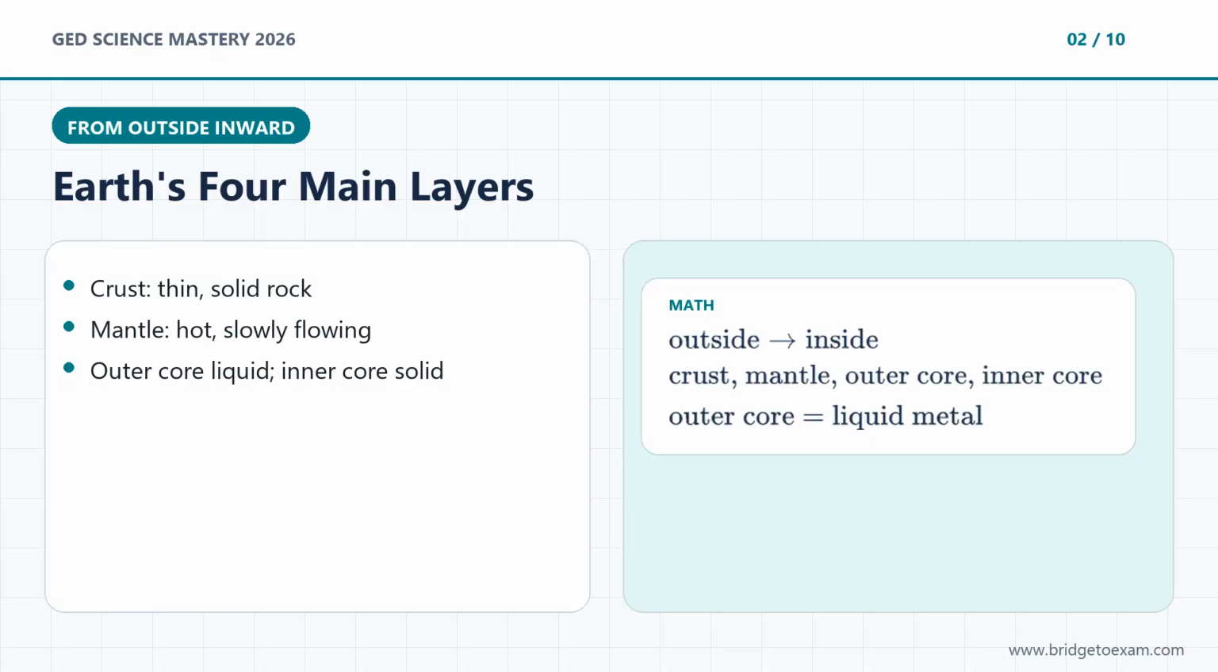Start with the layers. From the outside inward, Earth has the crust, the mantle, the outer core, and the inner core. The crust is thin, solid rock. The mantle is thick and hot, and it flows very slowly over long time periods. The outer core is liquid metal. The inner core is solid metal, even though it is extremely hot because pressure at the center is enormous. GED questions often ask for the order or for which core layer is liquid.